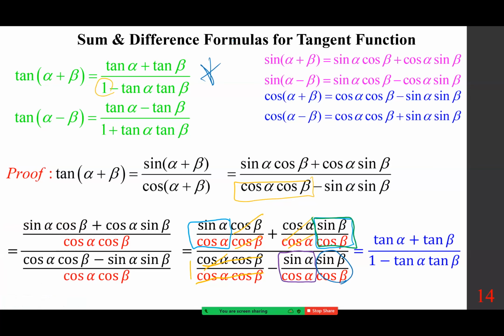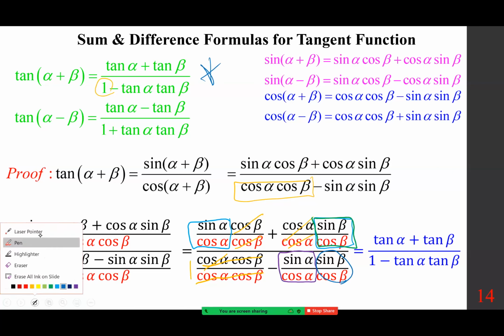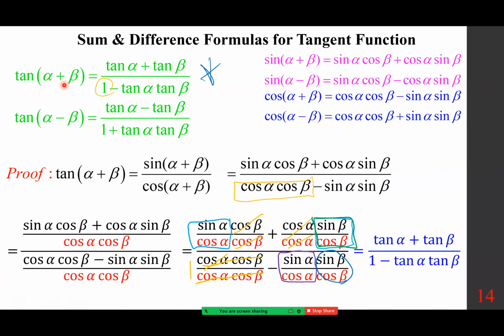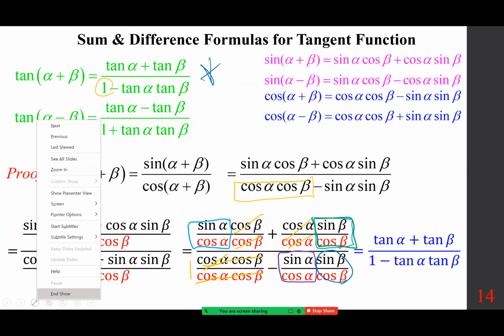So we proved the first one. I'm going to leave it for you to prove the second one. And here's the hint. All you have to do is replace the beta with minus beta. So write down alpha plus negative beta, and replace every beta with negative beta, and you get to the second one.